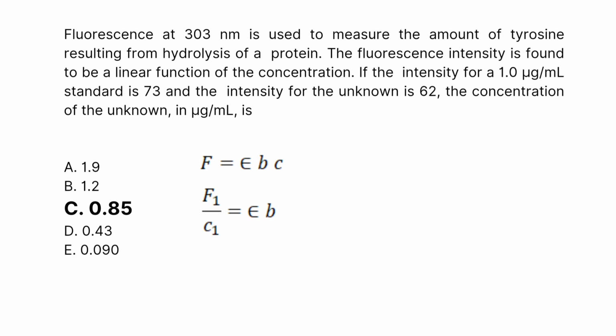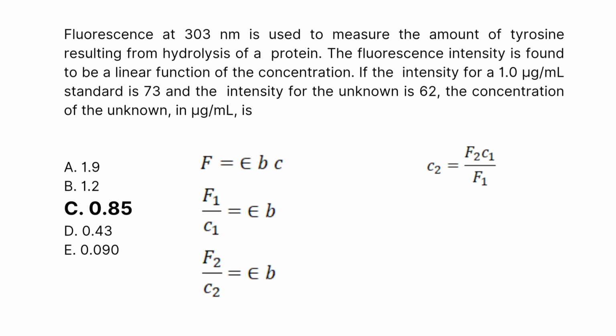Basically, for both concentrations of the known and the unknown, emissivity and path length are the same. So I rewrite the formula again for the unknown, which is F2 over C2 is equal to emissivity times path length. As I have mentioned earlier, emissivity and path length are constant for both the unknown and the known standard. Therefore, we can combine these two equations.